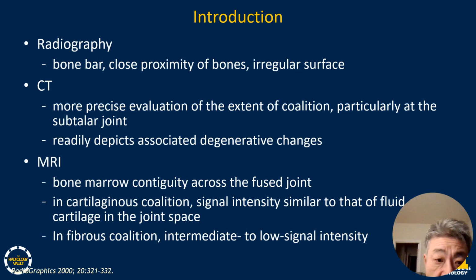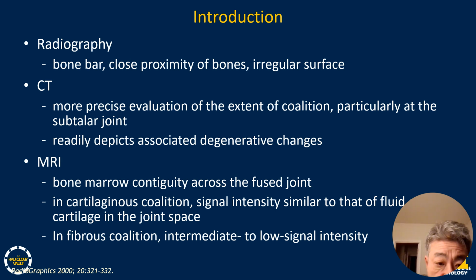Radiography can show a bony bar, close proximity of bones, and irregular surface of bones. The CT can show a more precise evaluation of the extent of coalition, particularly at the subtalar joint. It can readily depict associated degenerative changes.